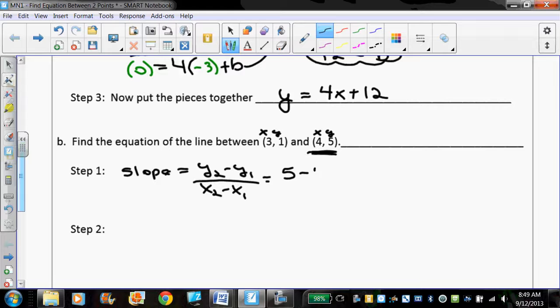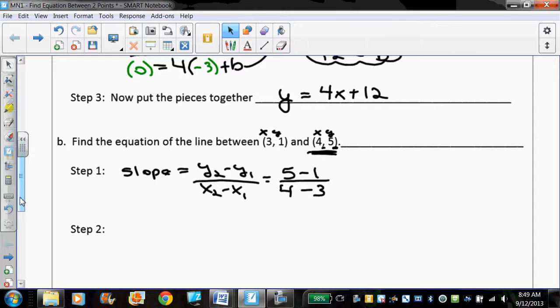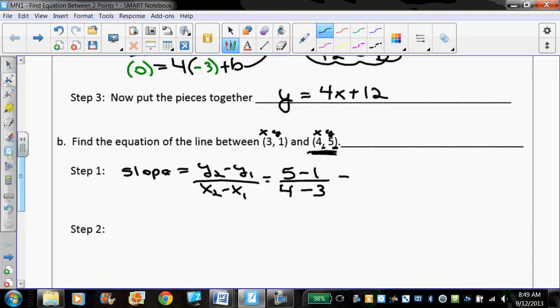So 5 minus 1, I want to find the difference in my y's, and then I want to find the difference in my x's. Now again, I chose 5 for my y to start with, so I needed to start with 4 over here for my x. So I have 5 minus 1, the difference in my y's, 4 minus 3, the difference in my x's, and that's, oops, I just all of a sudden lost my smartboard here, is equal to 4 over 1, which is going to give me a slope of 4.